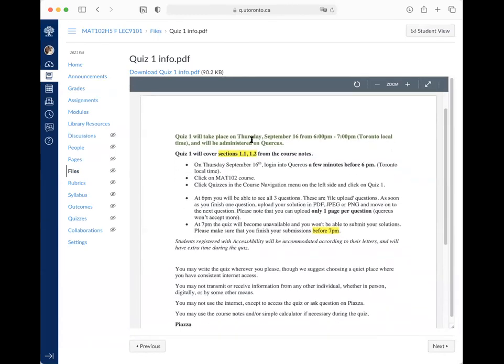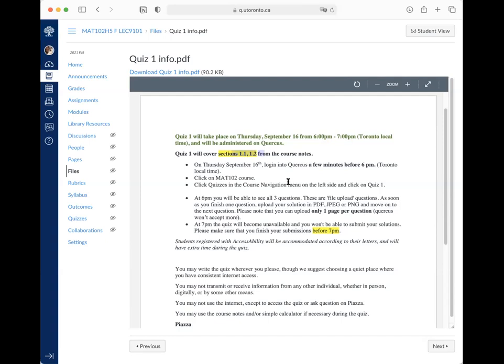So for example, when is it? It's on Thursday, which is tomorrow, from 6 p.m. to 7 p.m. Toronto local time. Okay, and it's going to happen on Quarkus. So you go to this page, I'll show you later. And then quiz 1 will cover section 1.1 and 1.2, which is quadratic formula and AGM.